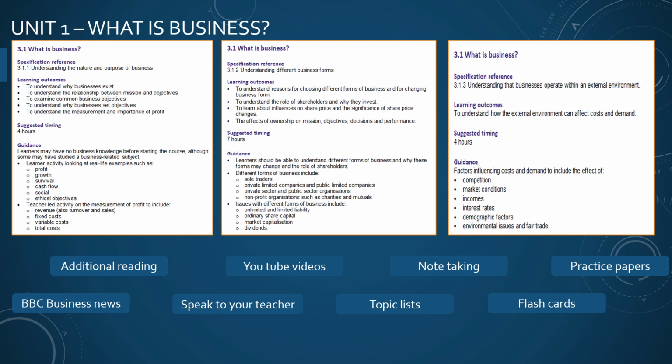So that's my first revision session. This has been Unit 1, What is Business? And the next one, of course, is Unit 2, Managers and Leaders.